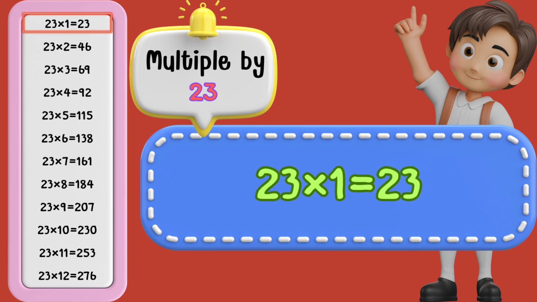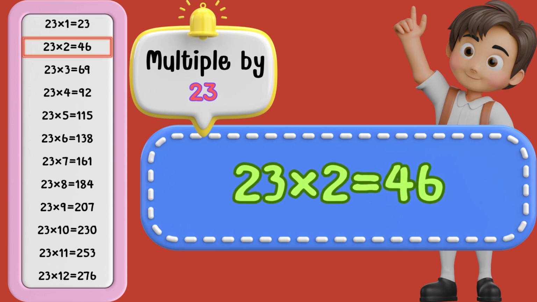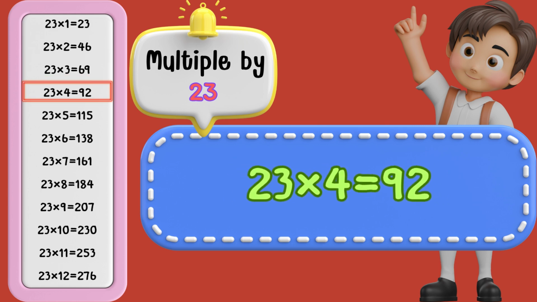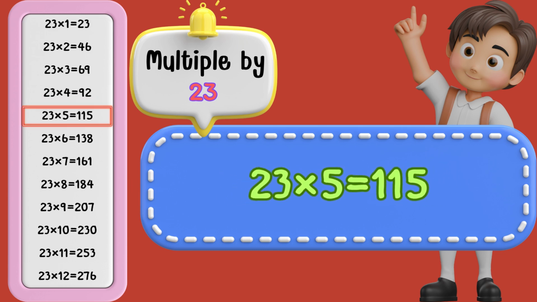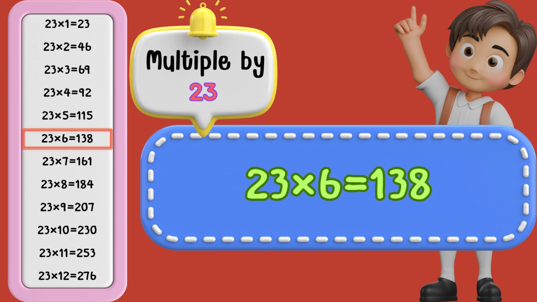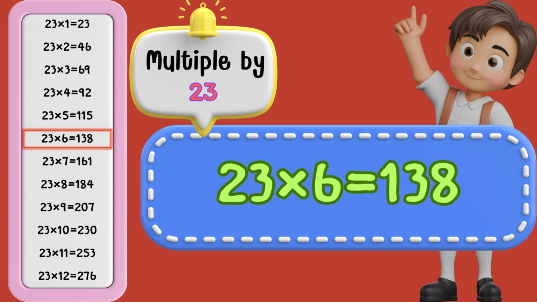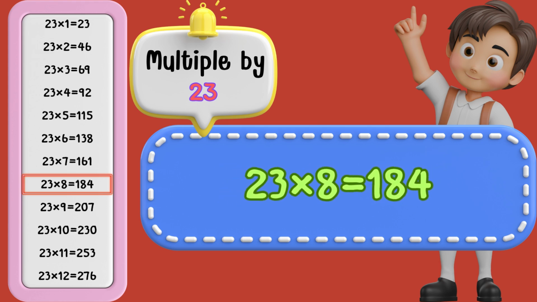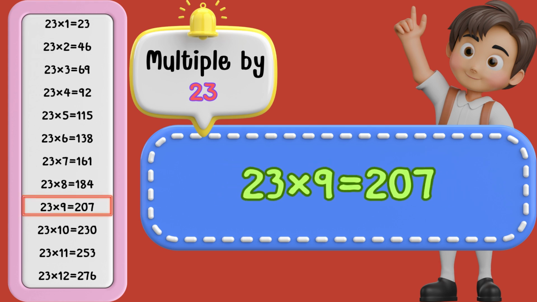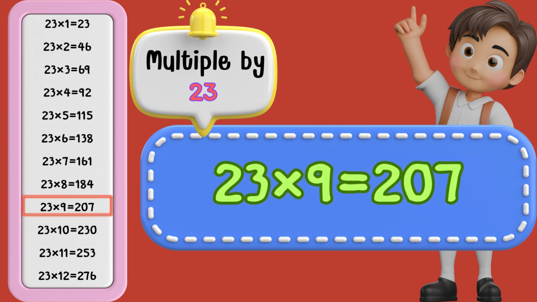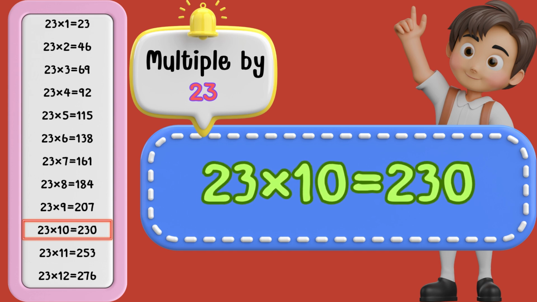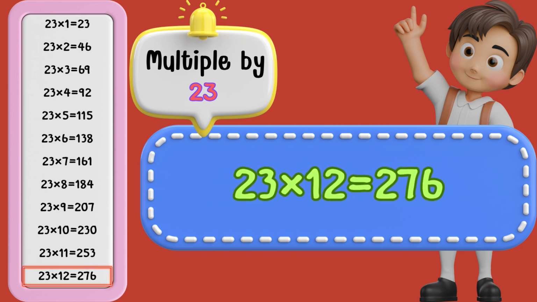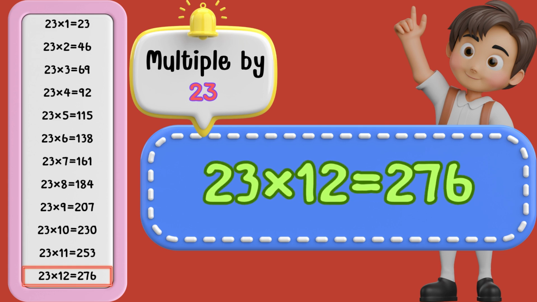23 times 1 is 23. 23 times 2 is 46. 23 times 3 is 69. 23 times 4 is 92. 23 times 5 is 115. 23 times 6 is 138. 23 times 7 is 161. 23 times 8 is 184. 23 times 9 is 207. 23 times 10 is 230. 23 times 11 is 253. 23 times 12 is 276.